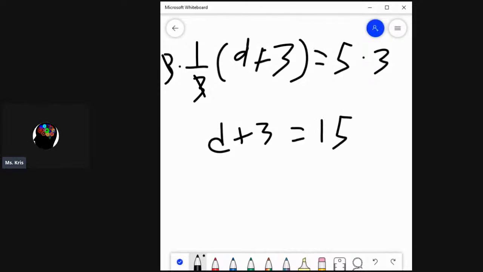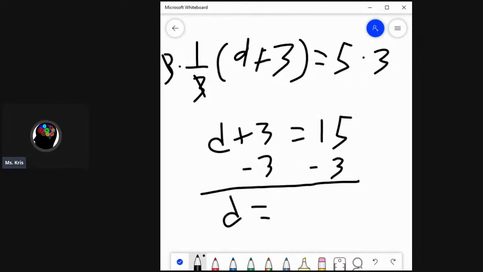Of course, once I bring down my d plus 3, I subtract 3 on both sides, and d equals 12.